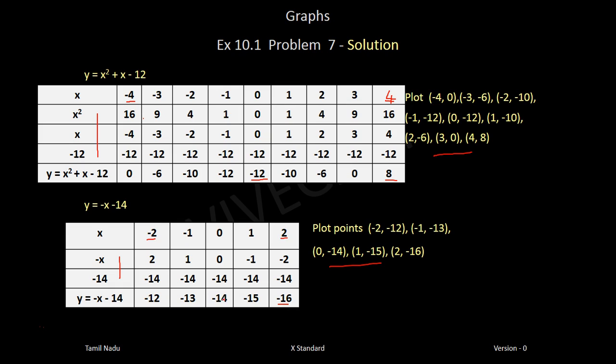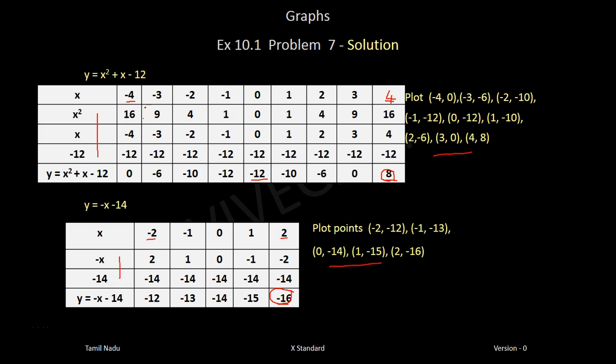Maximum is minus 12. So this is the minimum for both the cases. And this is the maximum. So 8 minus minus 16, maximum minus minimum. So 8 minus minus 16 will become 8 plus 16, 24. 24 you cannot accommodate with 1 centimeter equal to 1 unit. So the scale of the y-axis must be 1 centimeter equal to 2 units. You got it? Now we got the scale also fixed.